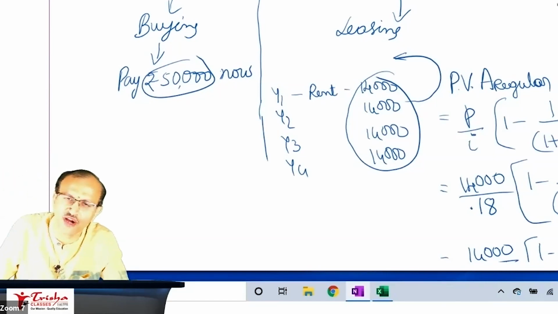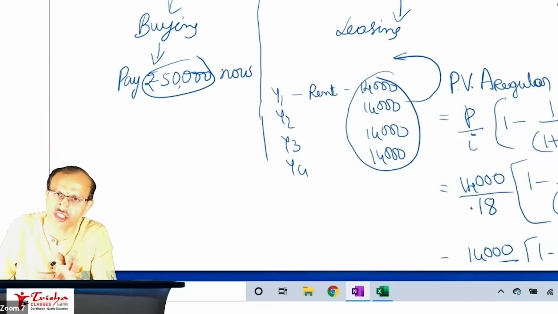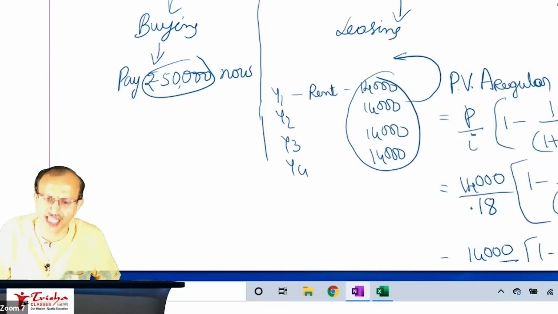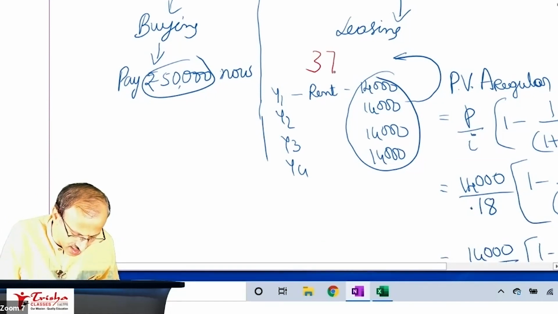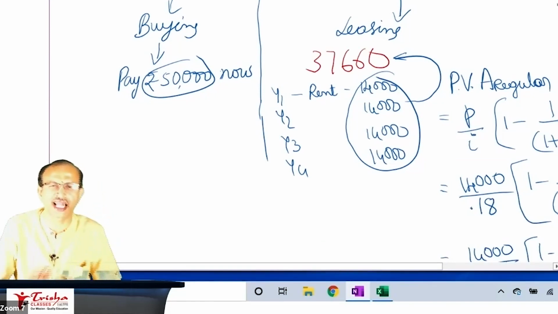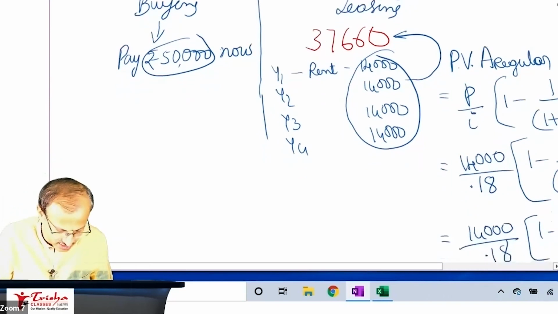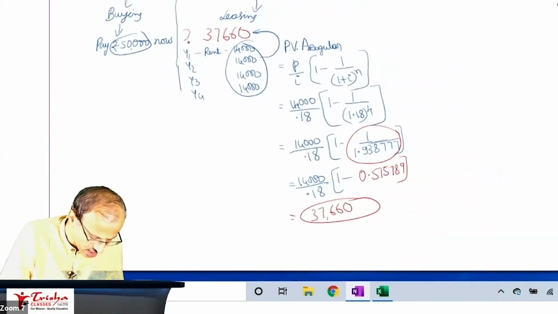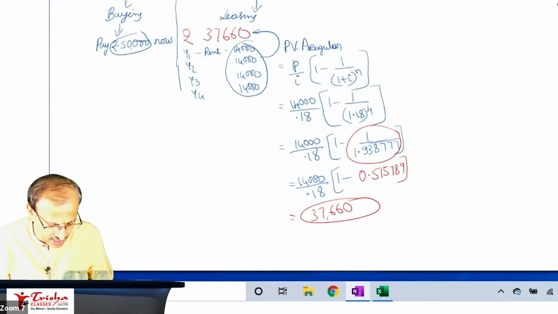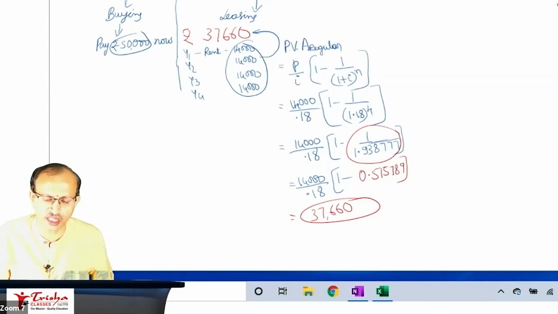But today's value, I told you, present value where there is no interest, no. Today's value is less than that. How much is less than that? You got 37,660. Slight differences, please don't worry. Can you tell me, 37,660, is it present value? Is it present value? Yes.